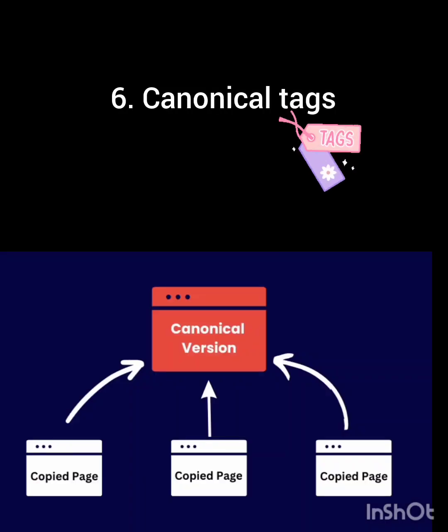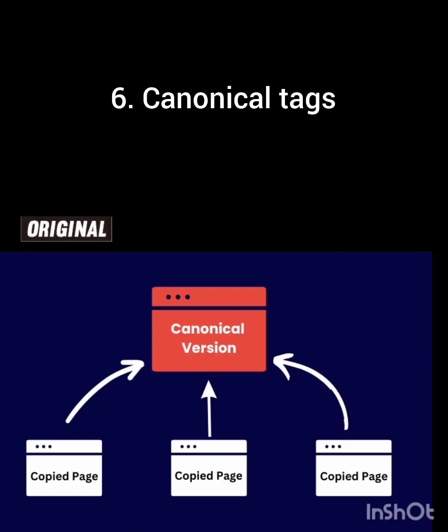Number six, I would say, is canonical tags. Canonical tags help the search engines to find out which content is original and which is duplicate content. So it is very helpful to have canonical tags, so that it avoids duplicate content, and the search engine can crawl and index your web pages easily and effectively.